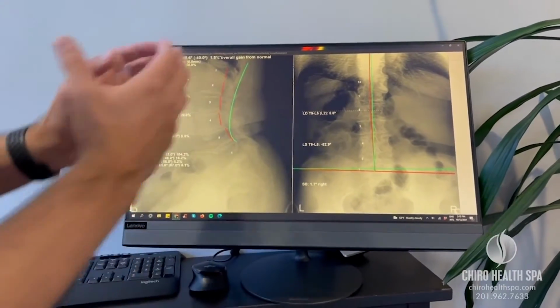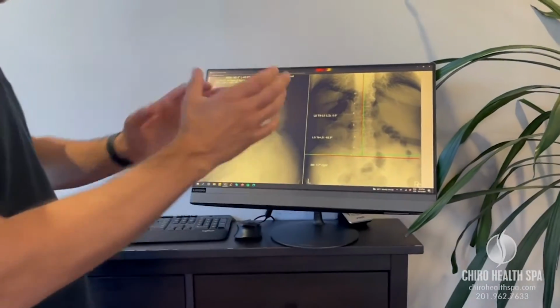We then take this information in conjunction with the exam and the history and the posture evaluation that we do, and then we put together a plan. Let's start the plan by first trying to figure out what we can do to get you better. And that's the very first thing, is always, I want you to get out of pain.